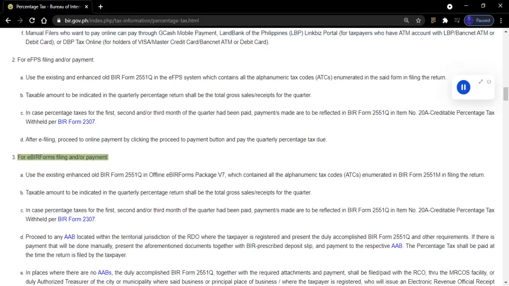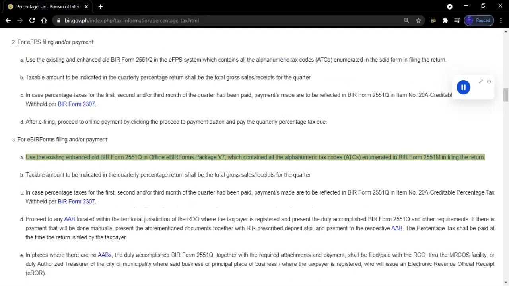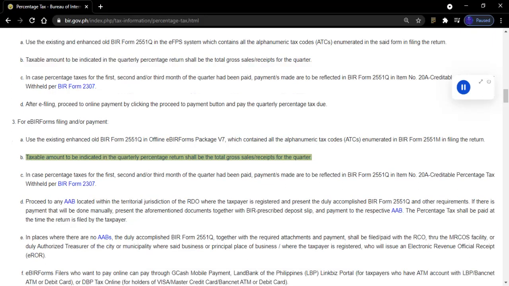For eBIRForms filing and/or payment, use the existing enhanced old BIR Form 2551Q in the offline eBIRForms package V7, which contains all the alphanumeric tax codes (ATCs) enumerated in BIR Form 2551M in filing the return. Taxable amount to be indicated in the quarterly percentage return shall be the total gross sales receipts for the quarter.